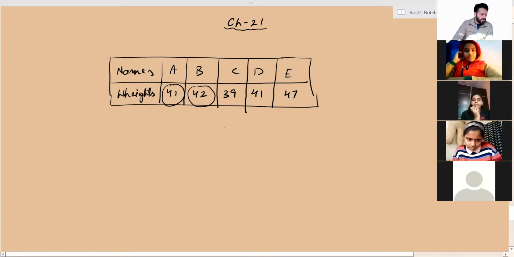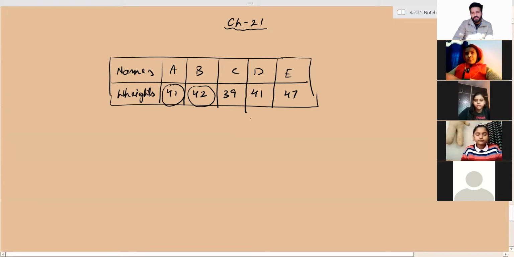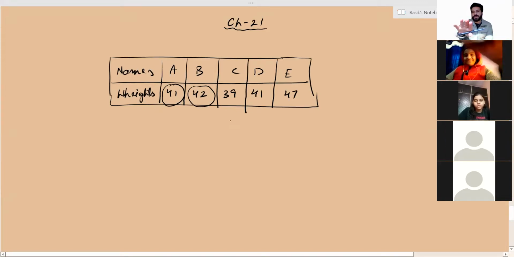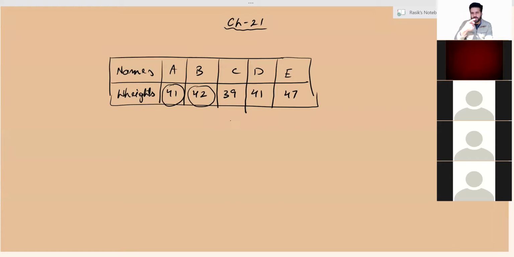Then frequency of an observation, a very important thing. Frequency means the number of times a particular observation has appeared in the data. For example, let's talk about the number 42 kg. 42 kg is the weight of how many students in this data? How many students have the weight 42 kg? Only one student. Only one student has 42 kg.